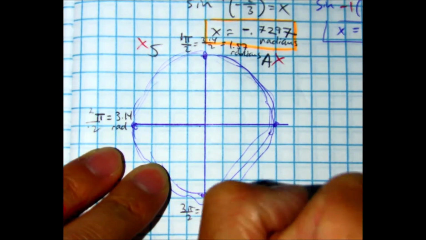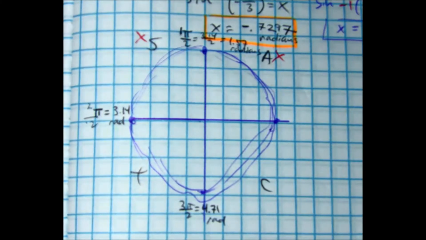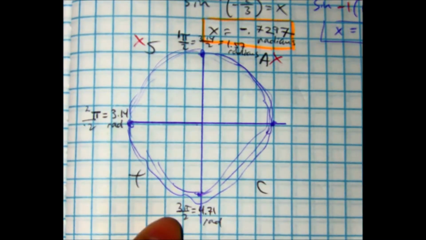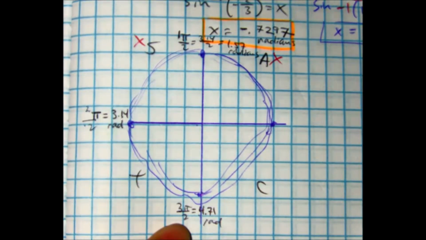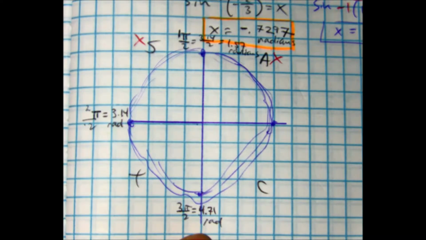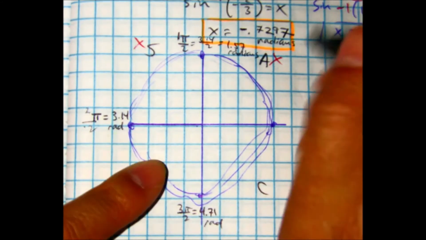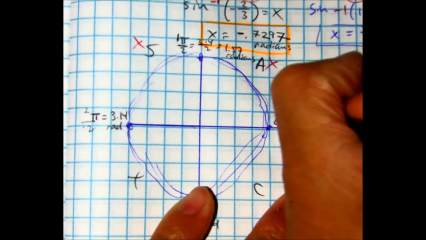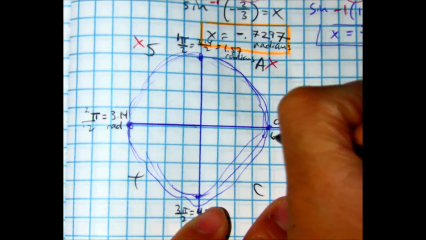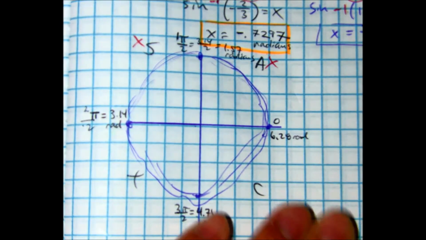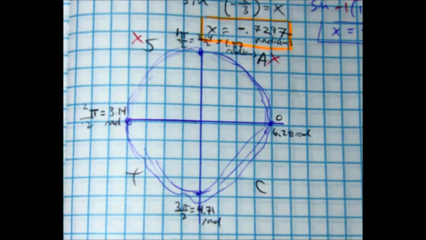4.71 radians. Raise your hand if you got that. You could have just put in 3 times 3.14 and then divided by 2 in your calculator and you'll get 4.7. Okay? In class, this one is what? 0 and which is 6.28 radians. Okay?